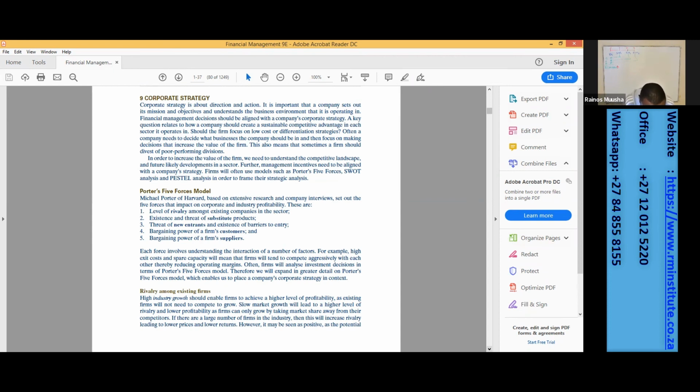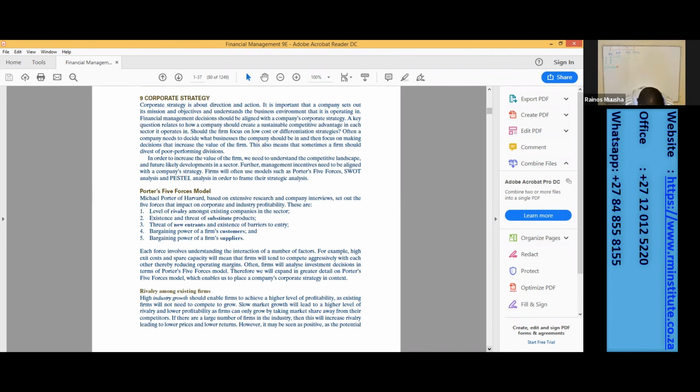So a key question relates to how a company should create a sustainable competitive advantage in each sector it operates in. So should the firm focus on low cost or differentiation strategies? Often a company needs to decide what businesses the company should be in and then focus on making decisions that increase the value of the firm. So this also means that sometimes a firm should divest poor performing divisions as well. So in that pursuit of maximizing the value of the firm, there are different strategies that the company can also follow.